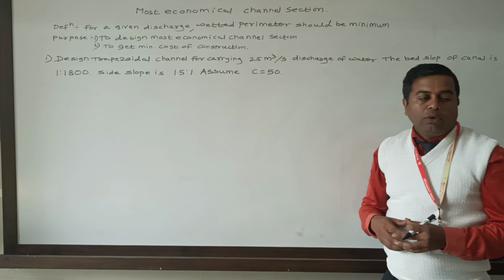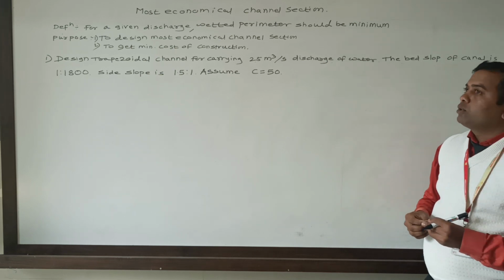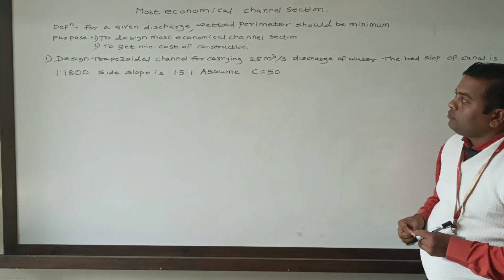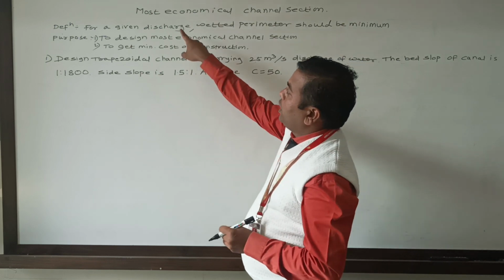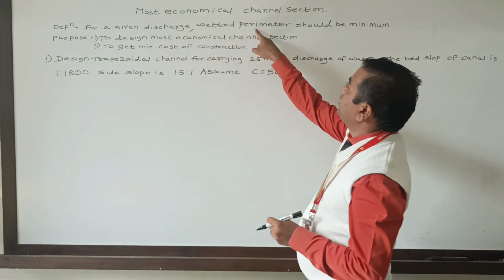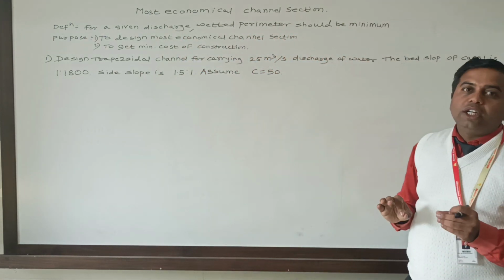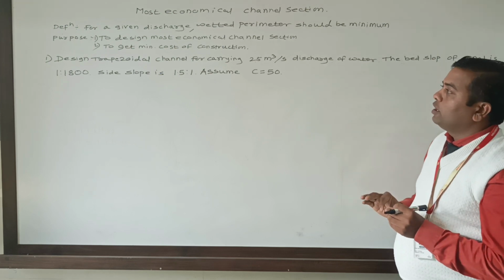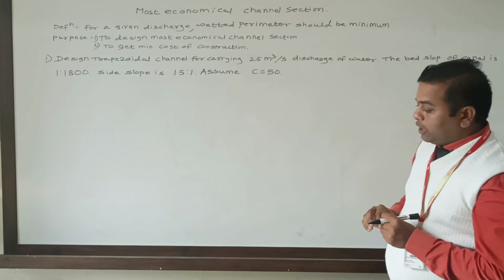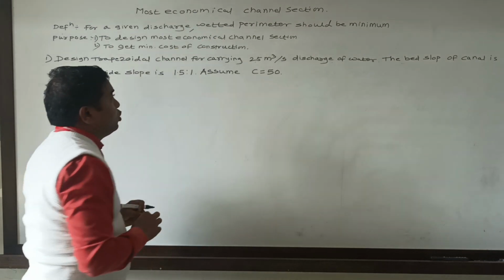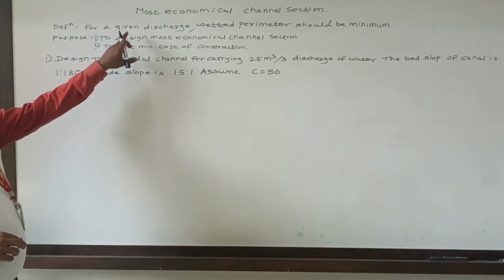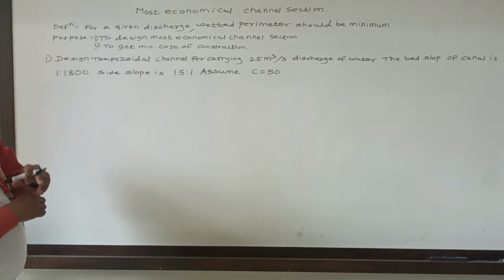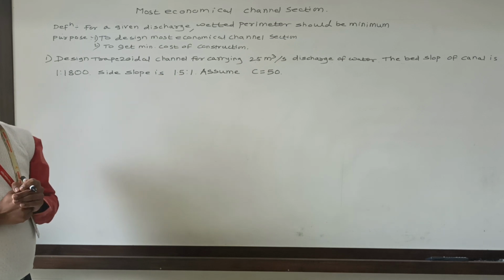Today we will see the topic of water resource engineering, that is most economical channel section. First of all we must know what we mean by most economical channel section. For a given discharge, the wetted perimeter should be minimum. That means dimensions should be minimum and discharge should be maximum. That is the condition for most economical channel section.